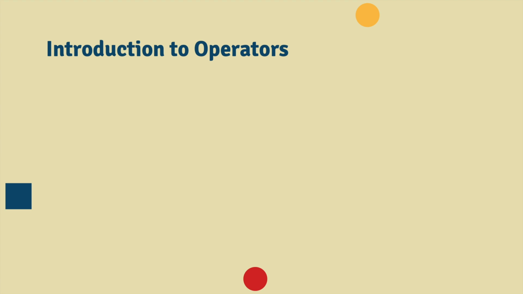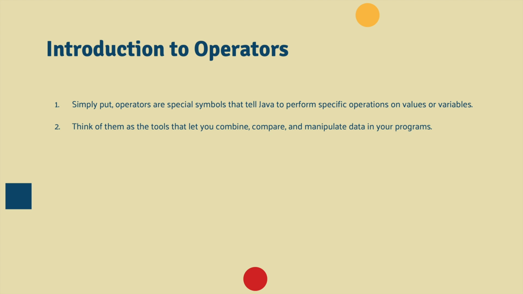First, let's understand what operators are. Simply put, operators are special symbols that tell Java to perform specific operations on values or variables. Think of them as the tools that let you combine, compare, and manipulate data in your programs.